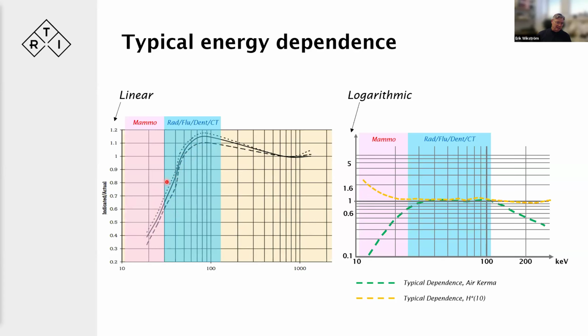So even the slightest change or difference takes us from here, which is 10% off, to down here, which is 60% off, just if we're 10 keV off in our estimation. So that's a little bit of a challenge. If we look at the logarithmic scale here, it shows even more clearly what we're talking about. So this is quite a big part of the diagnostic imaging energy range that we're talking about, where we need to compensate.